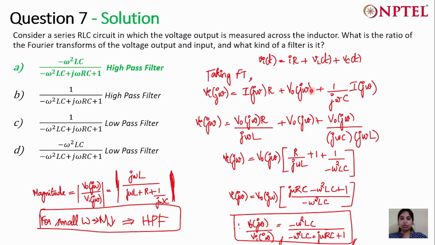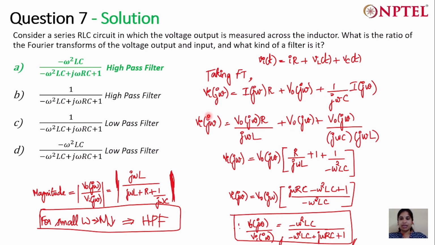Now we have to write I of j omega in terms of V naught of j omega. That is, with respect to inductance, how can we write I of j omega? I of j omega we can write as V naught of j omega by j omega L. So plus V naught of j omega. Same way, I of j omega in terms of voltage across the inductor, we should be able to write as V naught of j omega by j omega L.